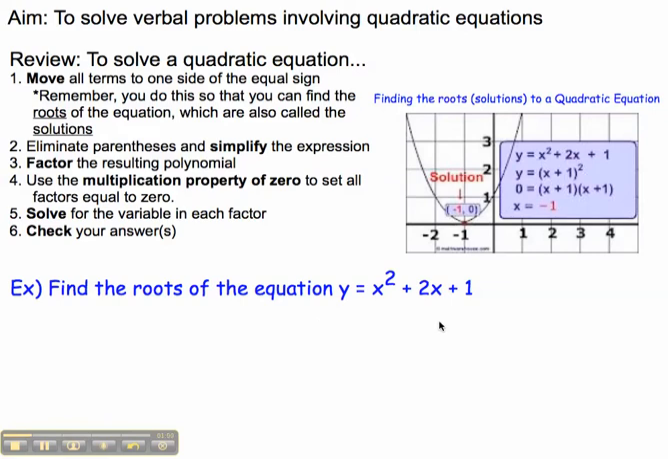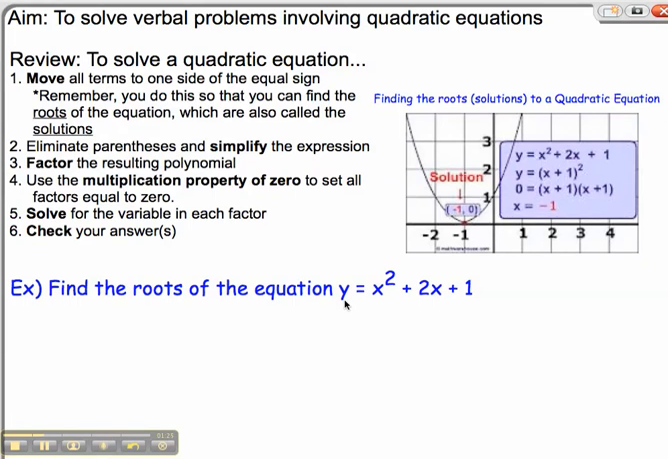So when it says to find the roots, remember, you're finding, if you notice at this point, the y value is 0. And in every case where the graph crosses the x-axis, the y value will be 0. Because of that, when we want to find the roots of a quadratic equation, we replace y with 0. So to solve this, we take the equation x squared plus 2x plus 1, and we replace the y with 0. So we set it equal to 0.